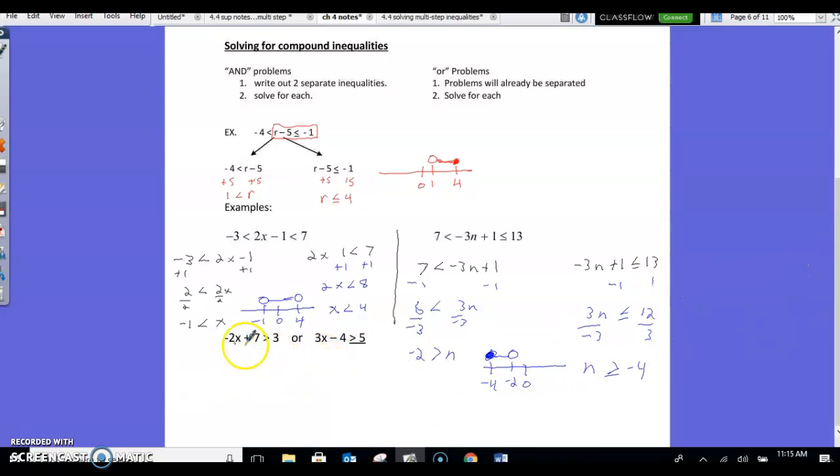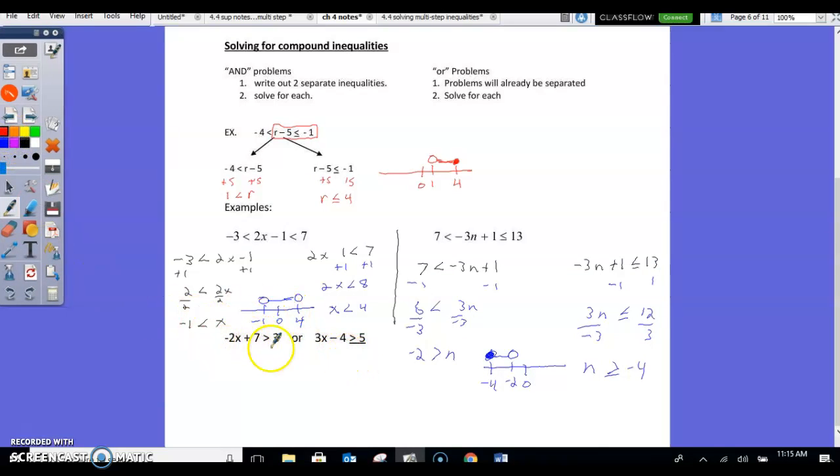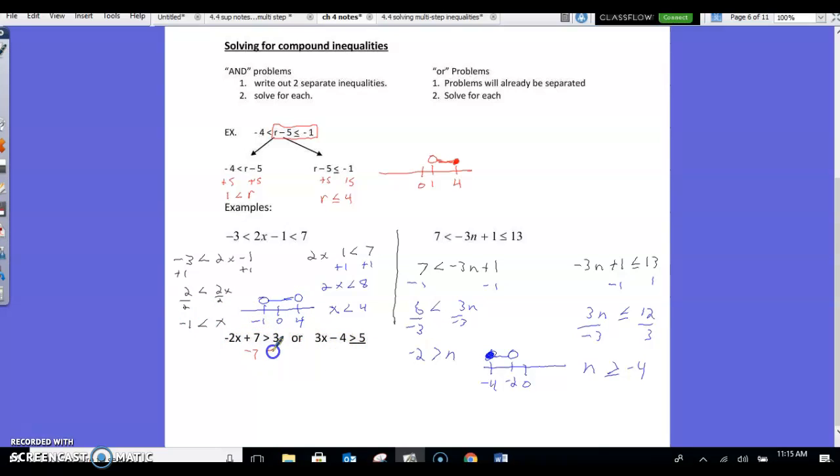Alright, for the OR problems, they're already separated for us. So we just go ahead and solve each of these and then graph. So minus 7 from both sides. Negative 2x greater than negative 4. Divide by negative 2. So x, flip the sign, because we divide by a negative. Negative 4 divided by negative 2 is 2.